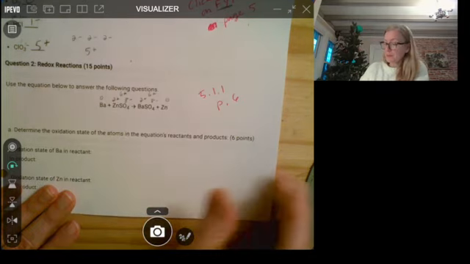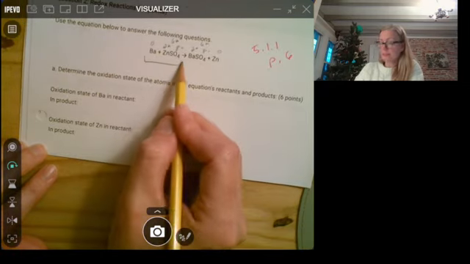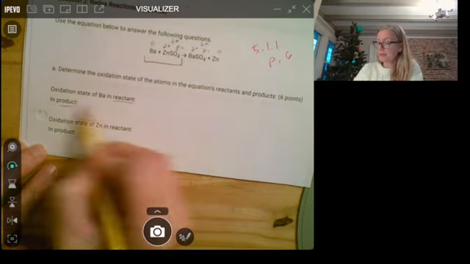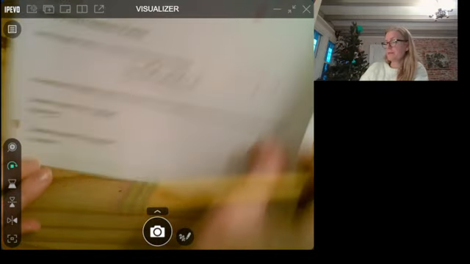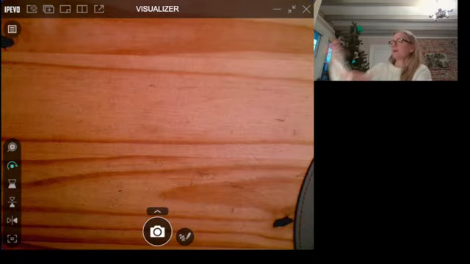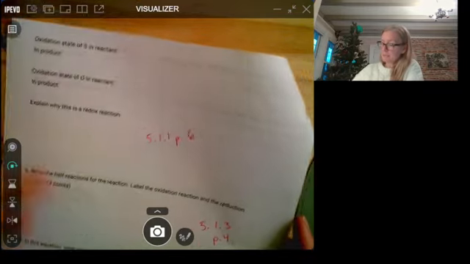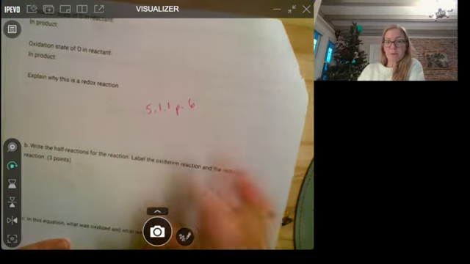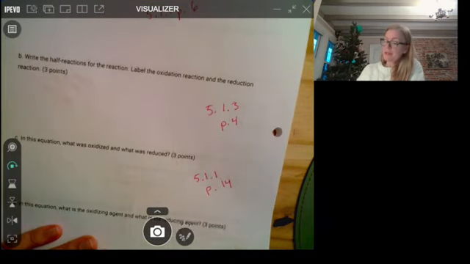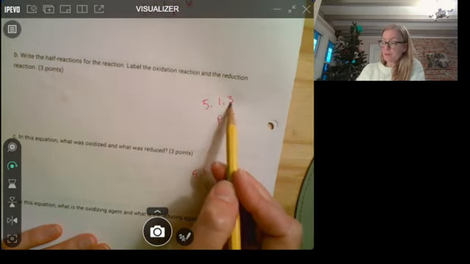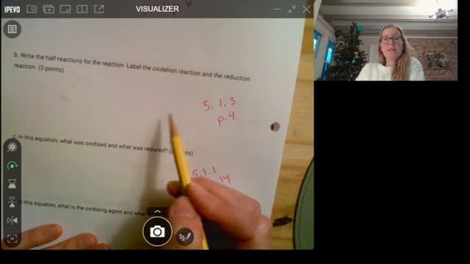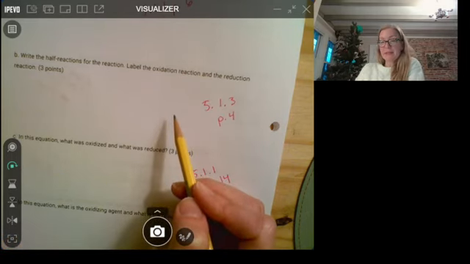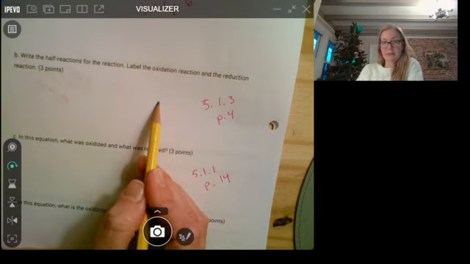Okay. So you can go ahead and figure out that the reactant is before the arrow, and the product is after the arrow. You can fill those in for the zinc and the barium and the sulfur and the oxygen. To explain why this is a redox reaction, you can look at 5.1.1, page 6. To write the half reactions, you can look at 5.1.3, page 4. Here you are only going to find the element that was oxidized and the element that was reduced. Those will be the only things in the 2 equations.